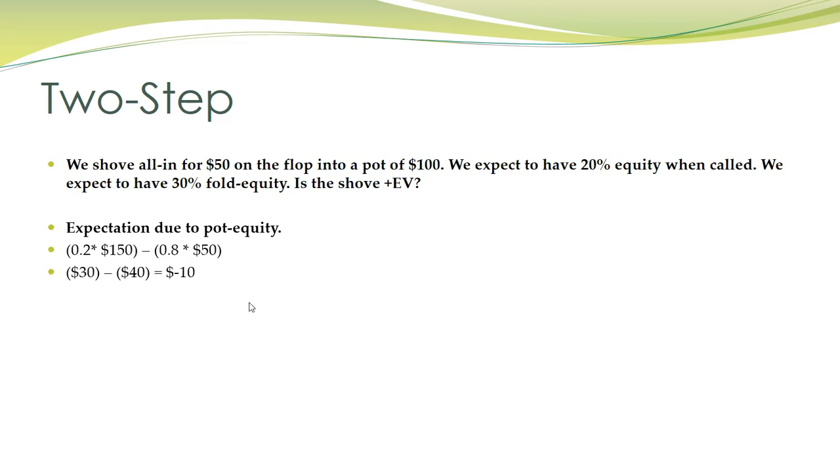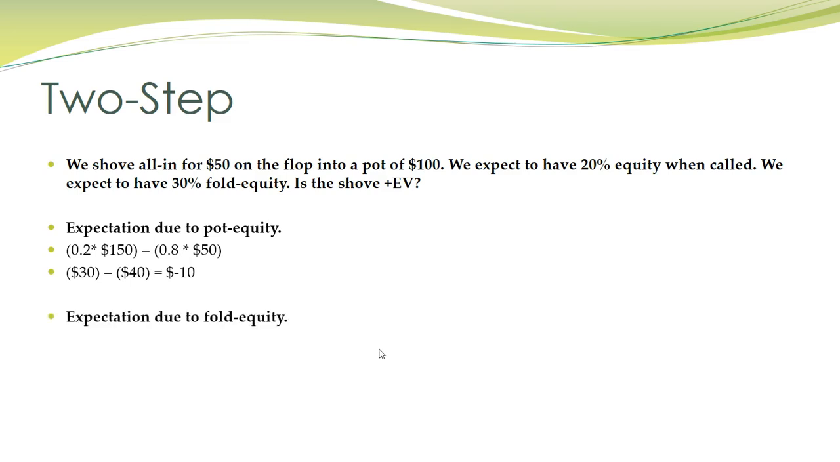In fact, the numbers are very similar to the one we've just looked at, where we get all in on the flop with 20% equity. The result's exactly the same, minus $10. So essentially, if our opponent does call, we know we're in for losing about $10. But that's only one part of the EV calculation here, because we also generate some fold equity as well.